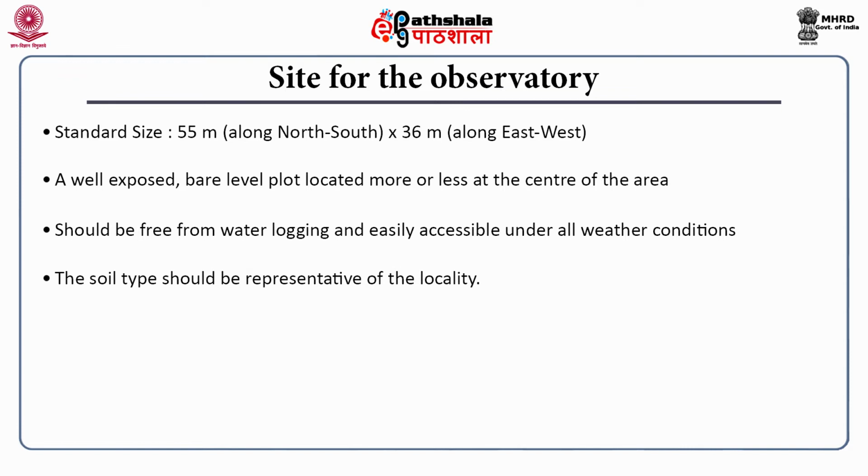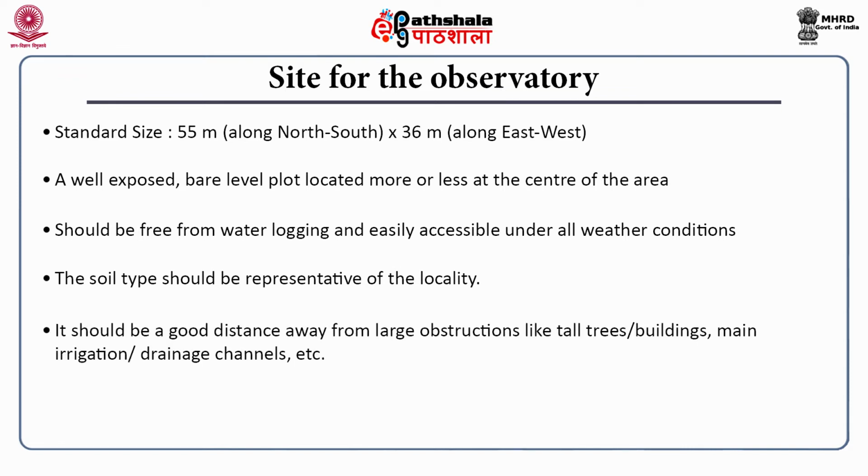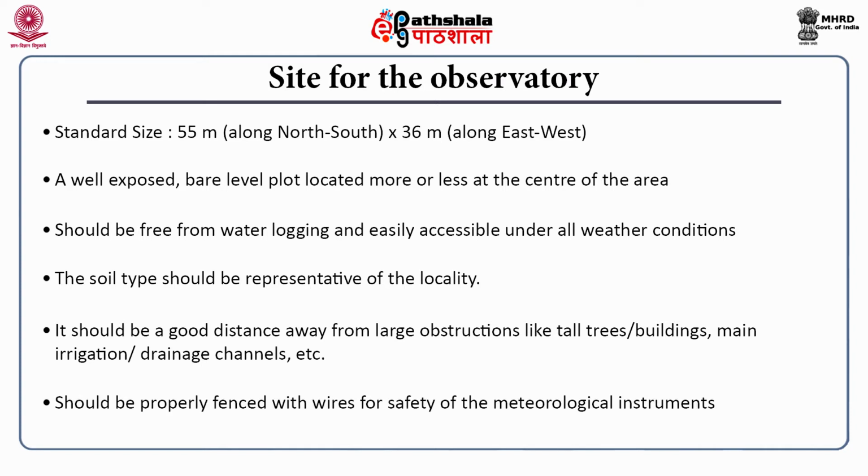The soil type of the observatory should be representative of that locality. It should be a good distance away from large obstructions like tall trees, buildings, main irrigation or drainage channels, etc. Also, it should be properly fenced with barbed wires for safety of the instruments as well as free airflow.